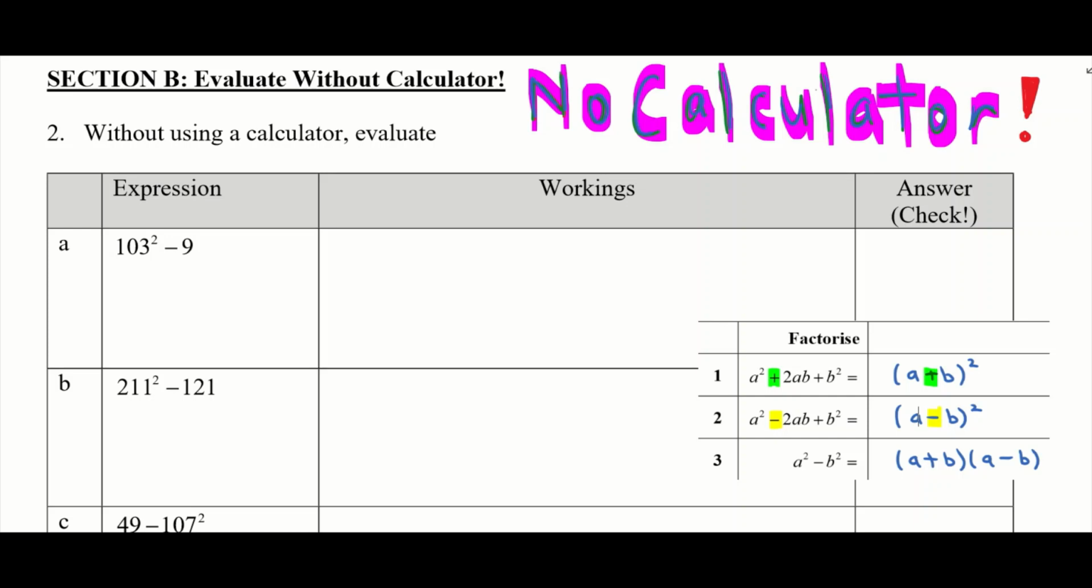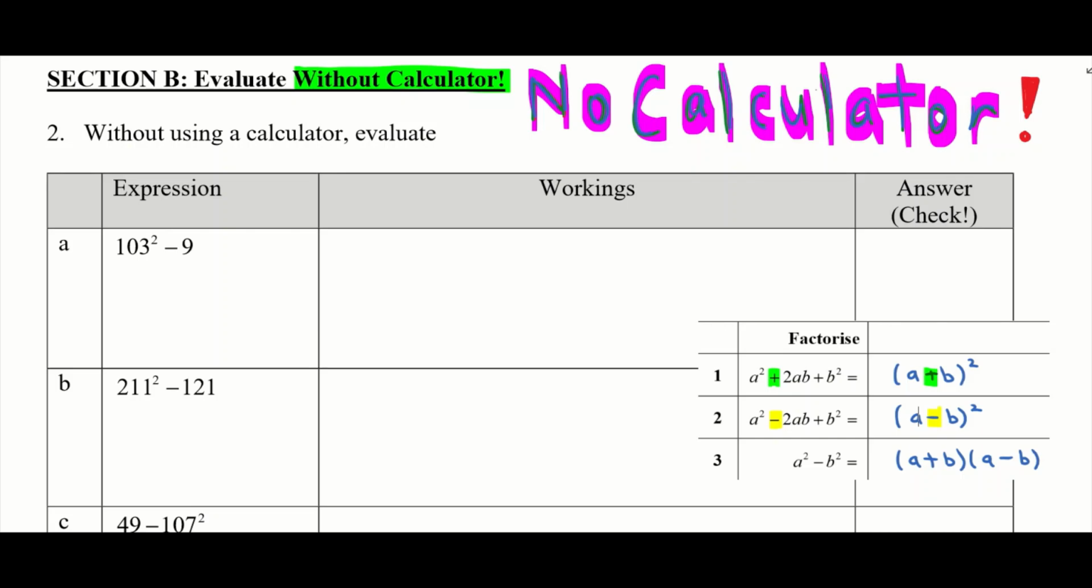Welcome to the second part of this worksheet, where we evaluate expressions without using a calculator. Without a calculator means that we will probably have to use the three identities that we have learned. Now let's take a look at question A.